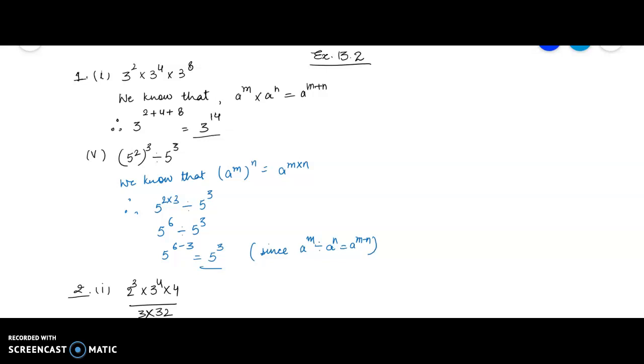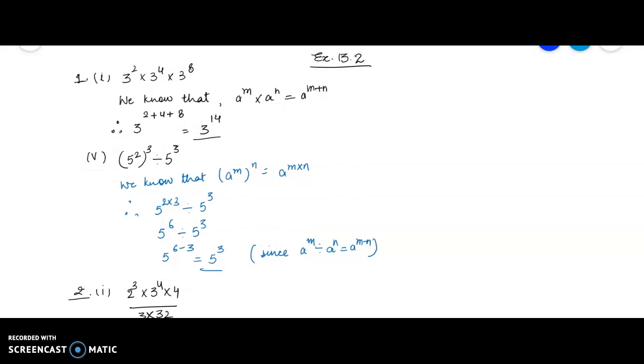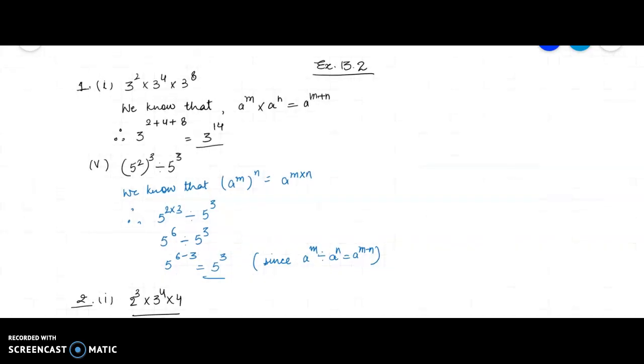Hello students, this is exercise 13.2 from chapter 13, exponents and powers. We will see some questions, like question 1, first and fifth parts. First part: 3 to the power 2 multiplied by 3 to the power 4 multiplied by 3 to the power 8. Now here we need to use the laws of exponents and we have to give our answer in exponential form.